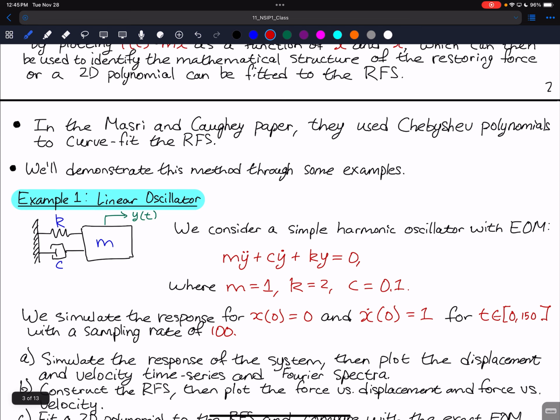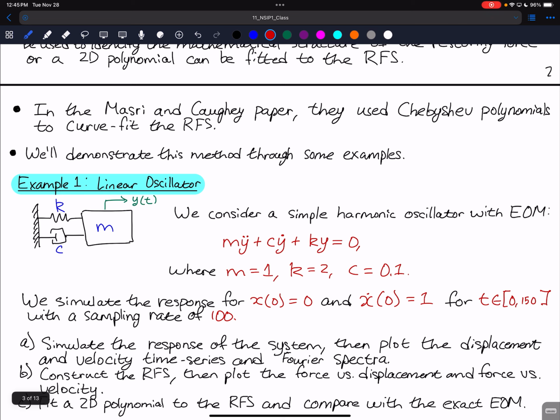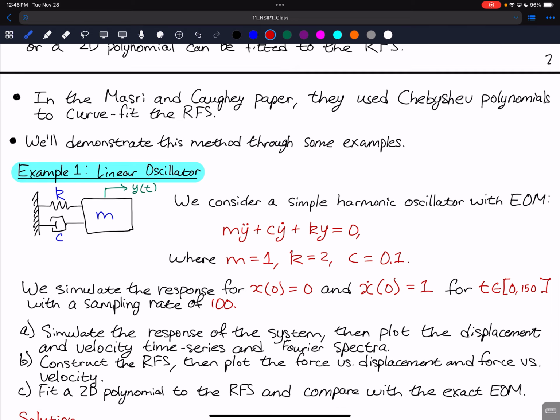All right, so we're going to start just with a linear oscillator, a very simple system. The equation of motion is given there with the following parameters. We're just going to simulate this response for x equals 0 and x dot equals 1 at time 0, for time from 0 to 150 with a sample rate of 100. This is all non-dimensional, as shown here.